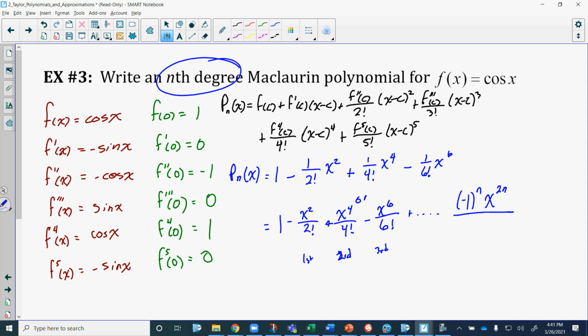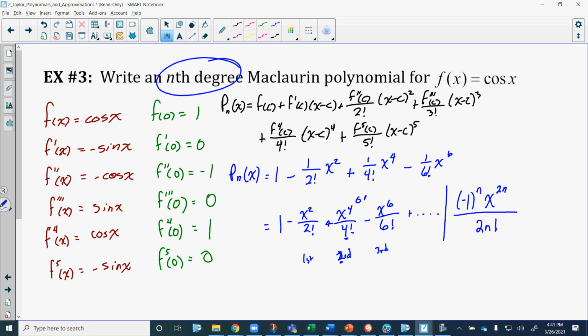And in the denominator, we're kind of seeing the same recognition. Whatever the first term is, we multiply it by 2 and we get 2 factorial. Whatever the second term is, we multiply it by 2 and we get 4 factorial, and so on. So here I'm going to say over 2n factorial.